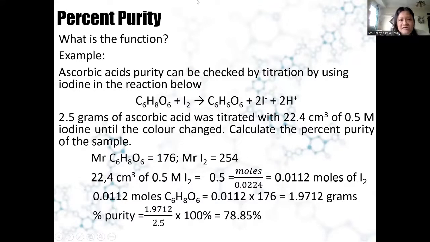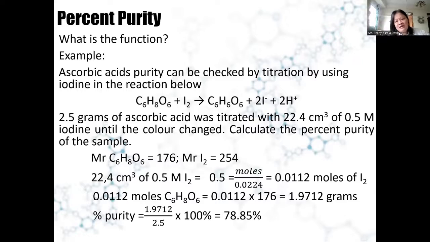How about the other function? This is the percent purity. Why do we need the percent purity? Actually, we need it for the things that we drink or the medicine. Usually, chemical reactions are used to make medicine, health products, and other things like cleaners or food additives. We need them to be very pure, because if not pure, it will damage our health. So that's why we need to calculate the percent purity.